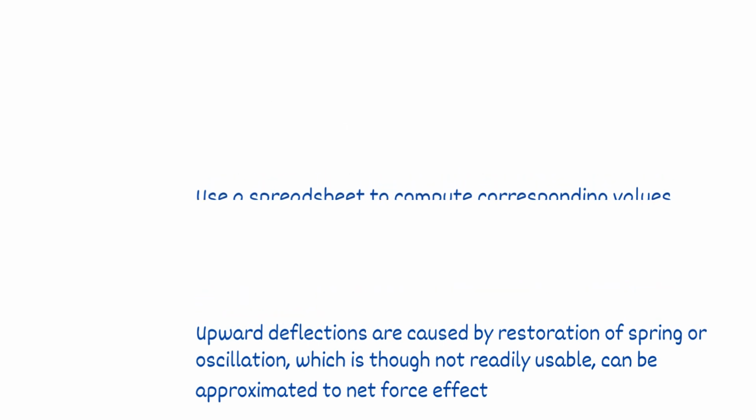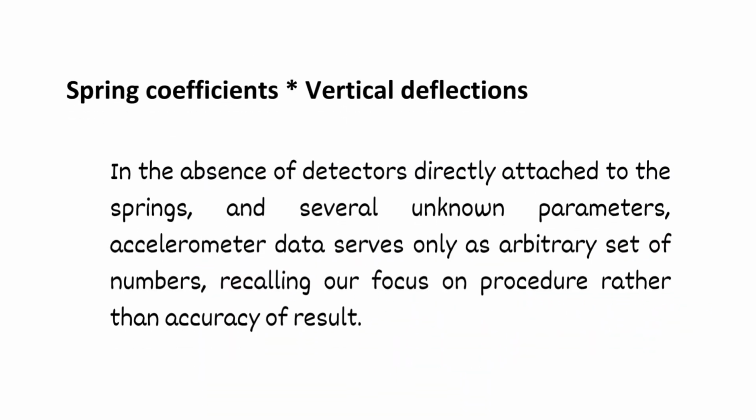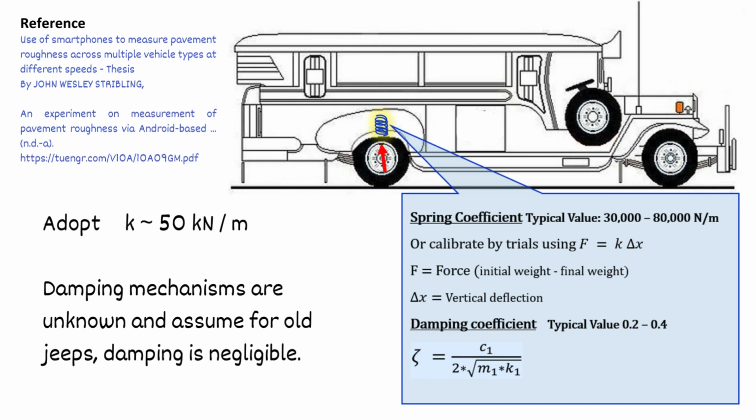net force effect. In the absence of detectors directly attached to the springs and several unknown parameters, accelerometer data serves only as arbitrary set of numbers, recalling our focus on procedure rather than accuracy of result. Typical values of spring coefficients can be used instead of calibration. Adopt a spring constant of around 50 kilonewtons over meter. Damping mechanisms are unknown and assume for old Jeeps, damping is negligible.